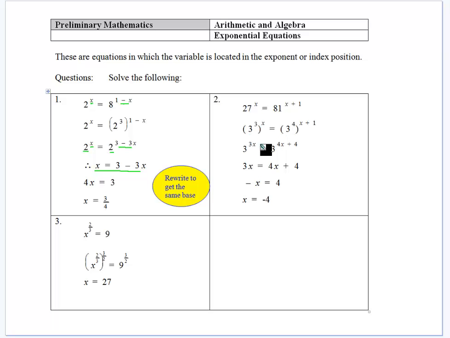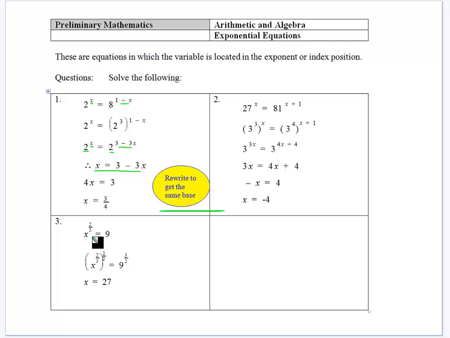So 3 cubed to the power of x gives us 3 to the power of 3x. 3 to the power of 4 with x plus 1 outside. Again, multiply those powers because that's what our index law does for us. 3 to the power of 4x plus 4 gives us 3x equals 4x plus 4. Subtract the 4x on both sides gives us minus x is equal to 4, or x is equal to minus 4. Got to remember, rewrite it to get the same base.